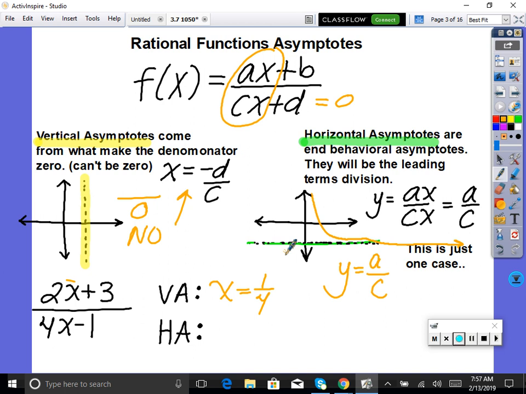Okay, and so in this one, based on that one example, that's only one case. Do you guys see how they have the same degree on top and bottom? Then our horizontal asymptote would be our leading coefficients divided, so that'd be 2 divided by 4, which is 1/2. On the horizon, it's going to approach 1/2 on both ends. So our horizontal asymptote would be at 1/2. So let's get into more detail, because that's only one of the cases. Let's get into the 3 different cases you're going to see with horizontal asymptotes and end behavior asymptotes.